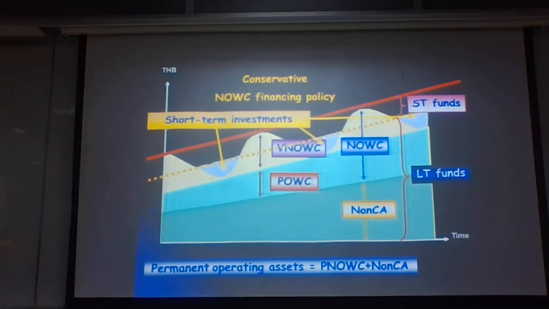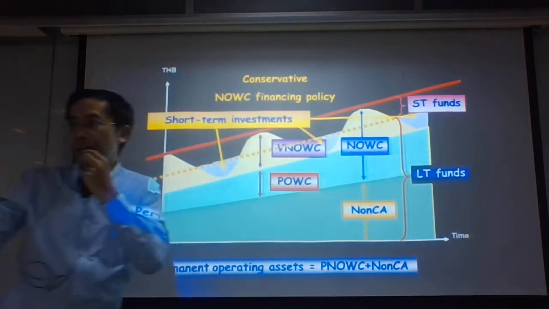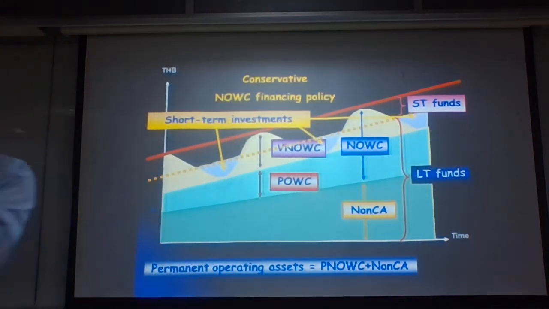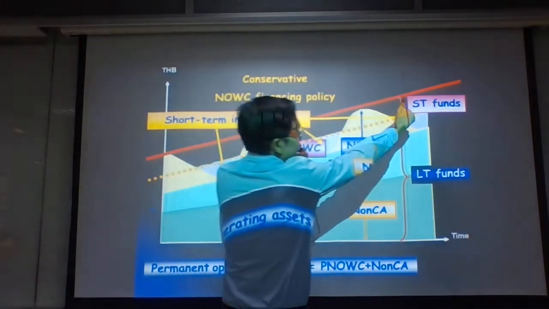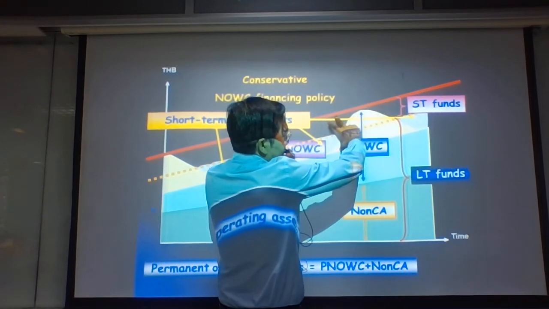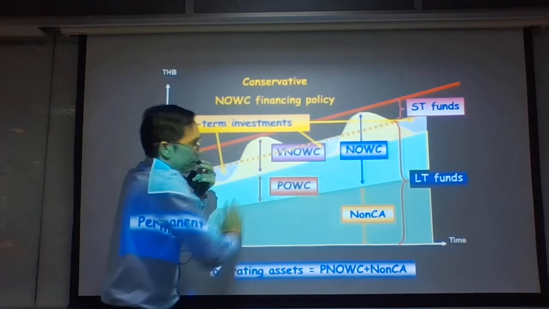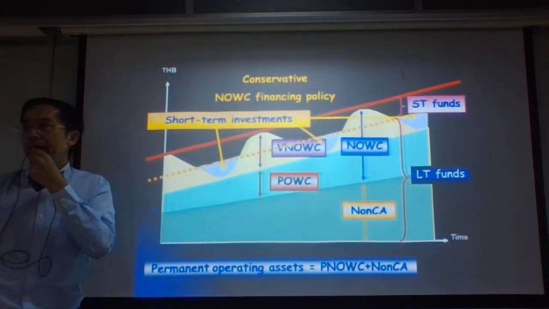that when we talk about financing, there are two types of capital, short-term and long-term. We are deciding whether to use short-term funds to finance short-term assets and long-term funds to finance long-term assets. Okay.